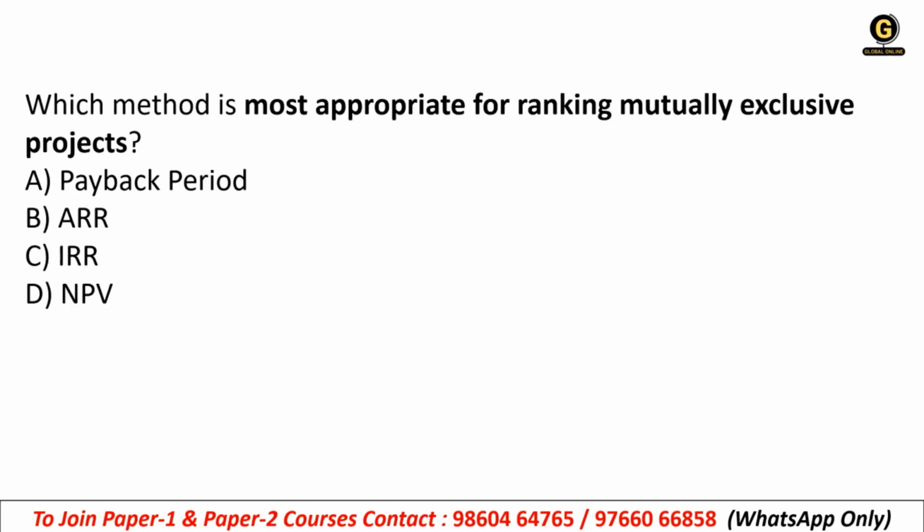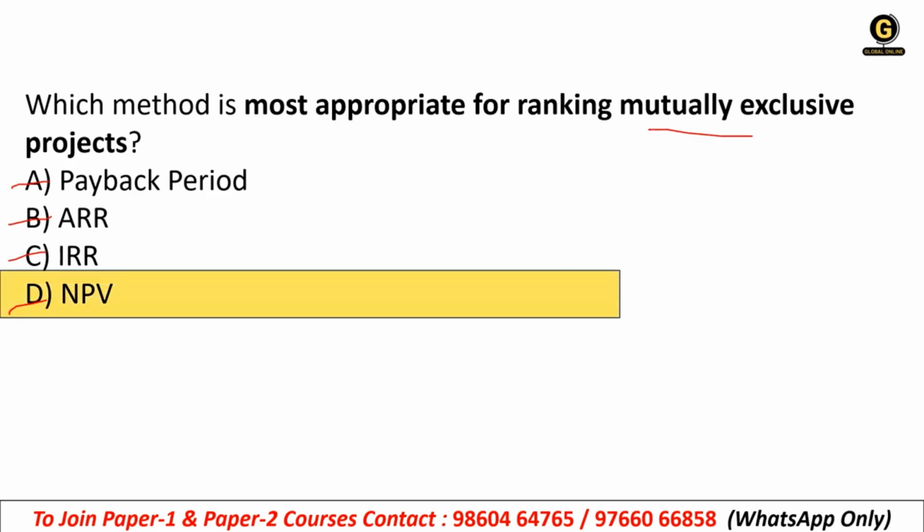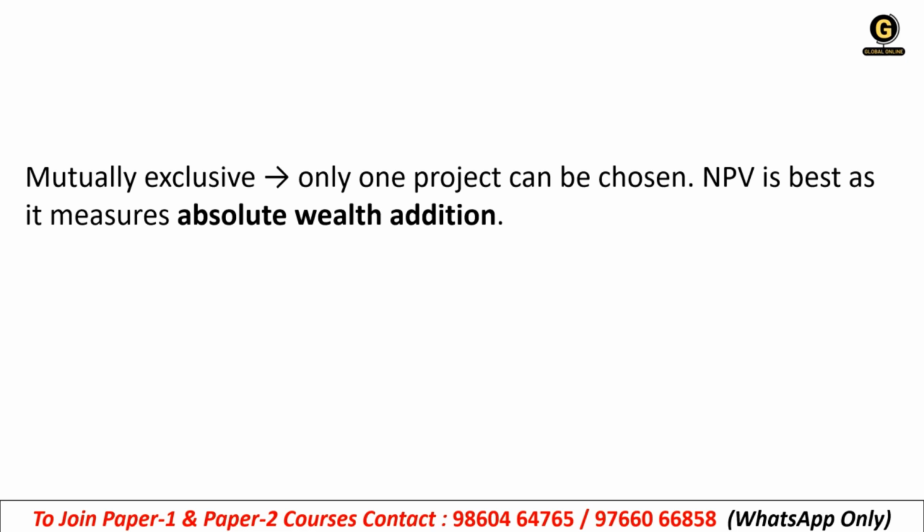Which method is appropriate for ranking mutually exclusive projects? Payback, ARR, IRR, NPV. The right answer is NPV. Mutually exclusive means only one project can be chosen. NPV is the best as it measures absolute wealth addition. So that is why the right answer was that.